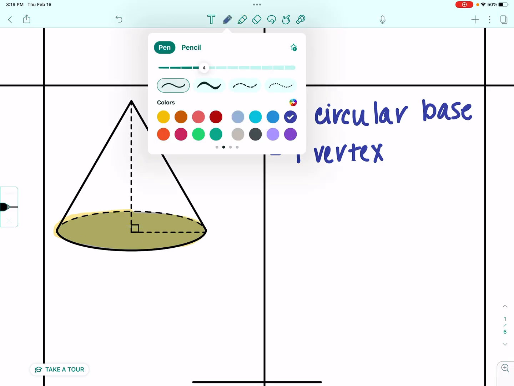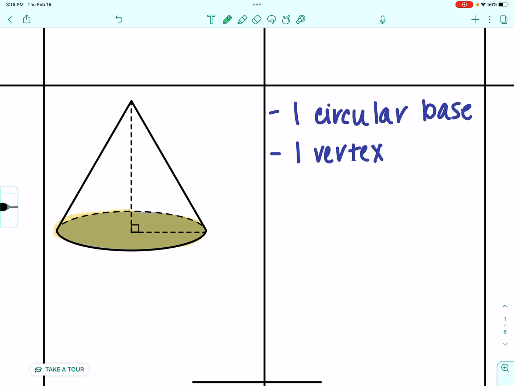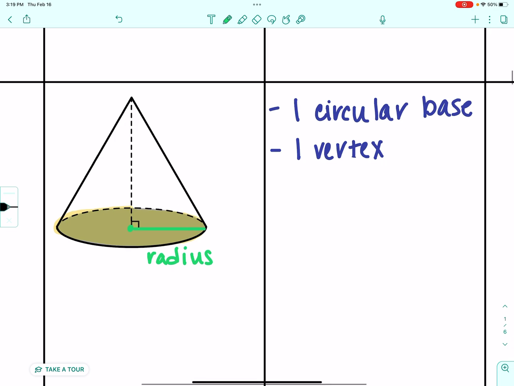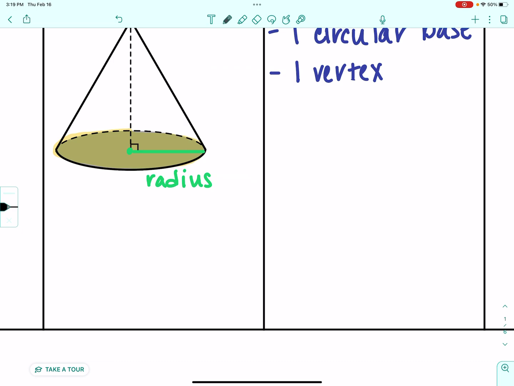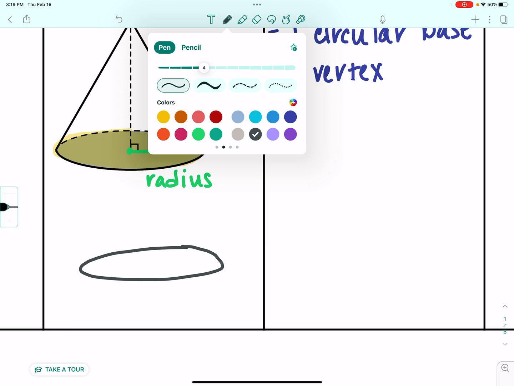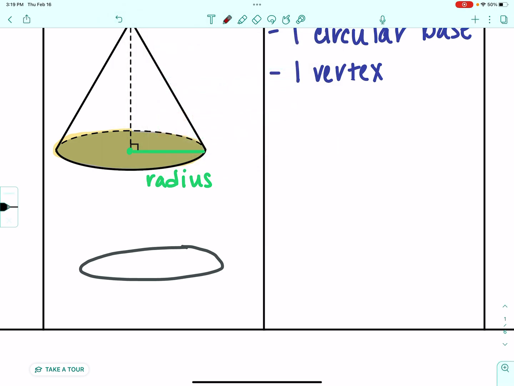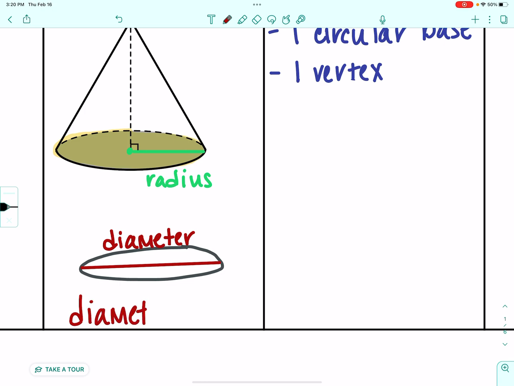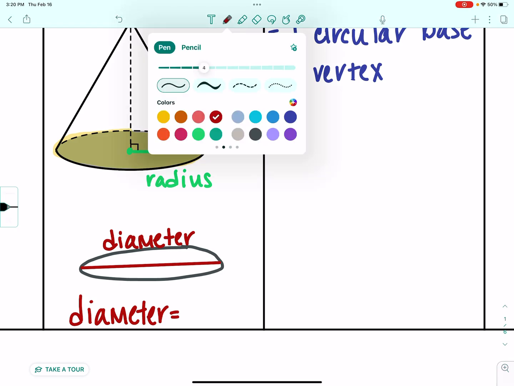And again, because it is a circular base, we have all of the features of a circle in there. We have the center. We have the radius. If they gave us the distance all the way across our base, that would be the diameter. And remember, diameter is equal to 2 times the radius.